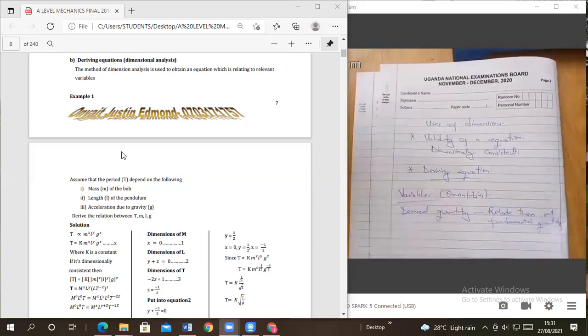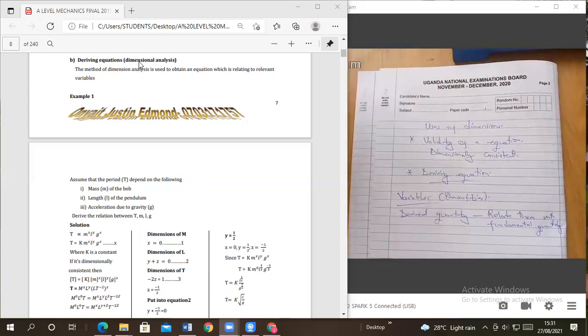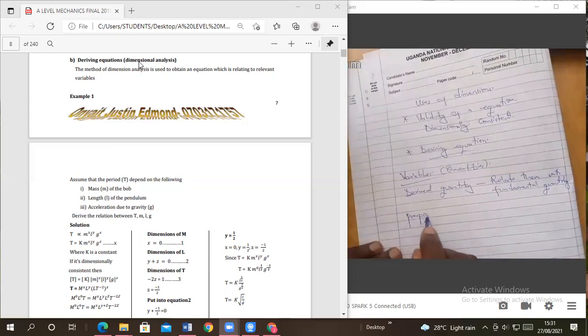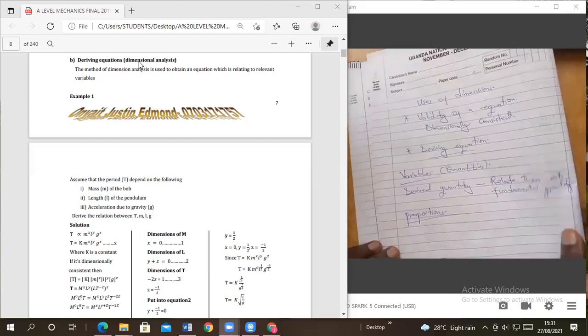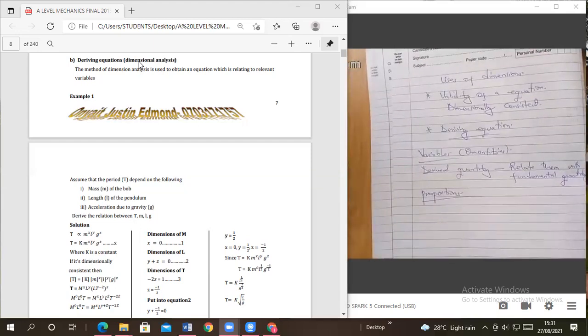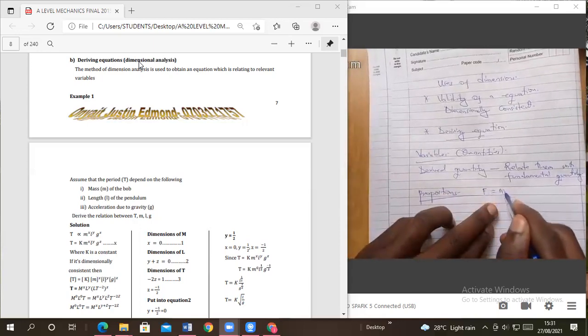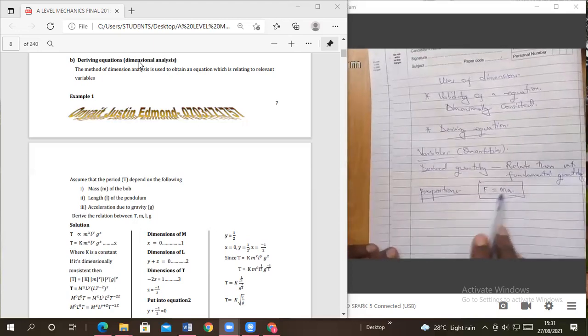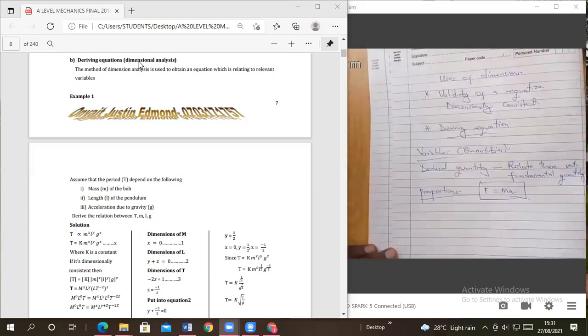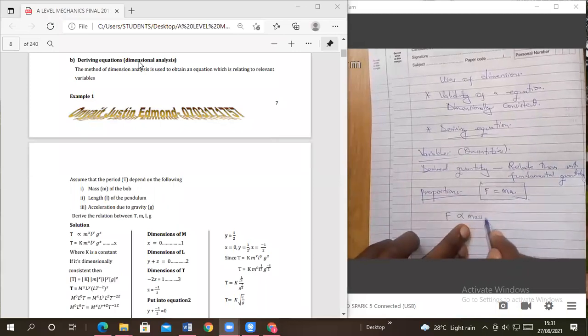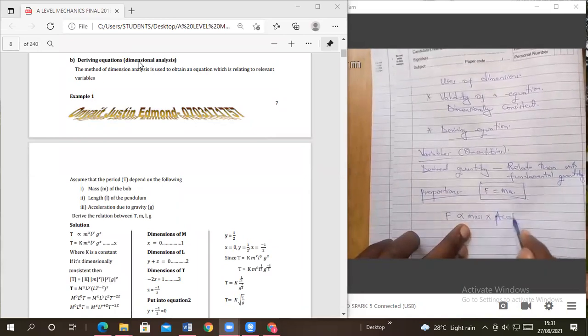So to help us understand this concept better, we need also to remind ourselves of proportions. I believe you have learned that in senior 1, senior 2. Take for example, if I want to derive the equation F is equal to MA, this is the equation we have. I will assume, suppose force is directly proportional to the product of mass and acceleration. That's the first assumption I will make.